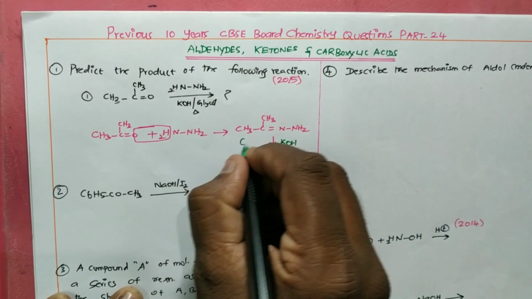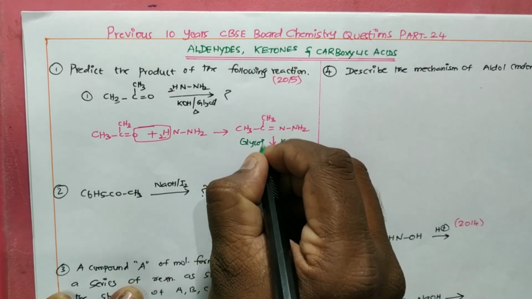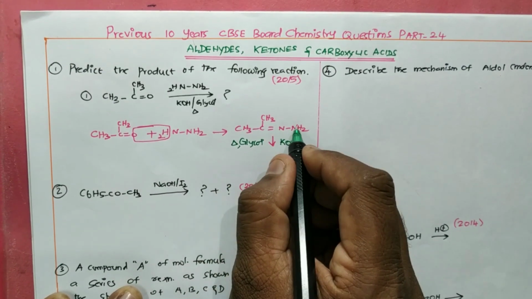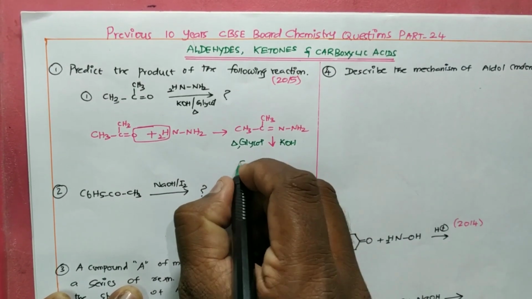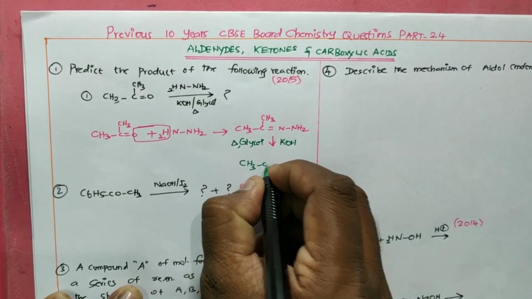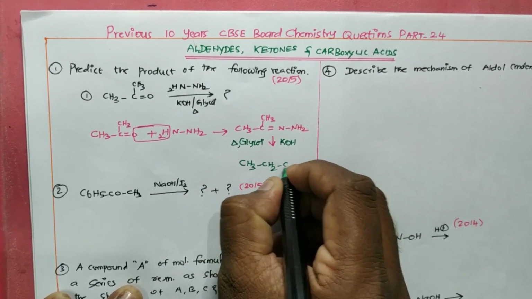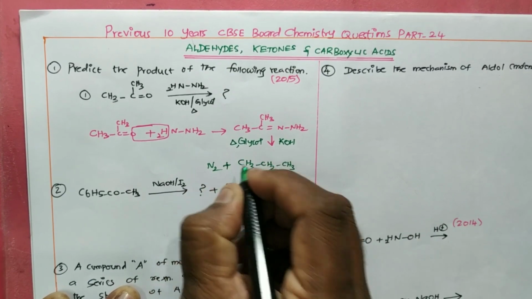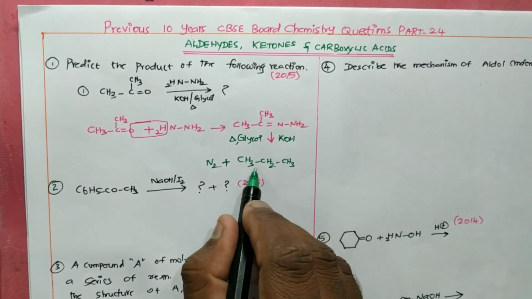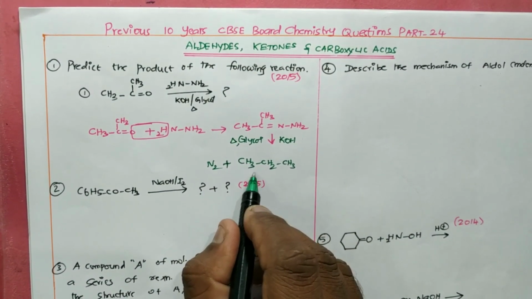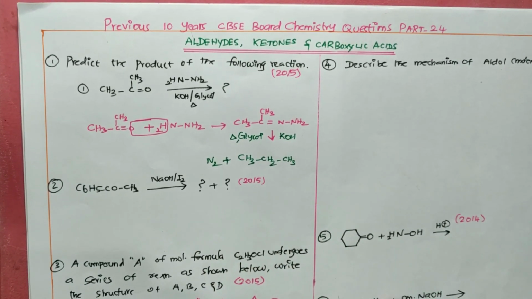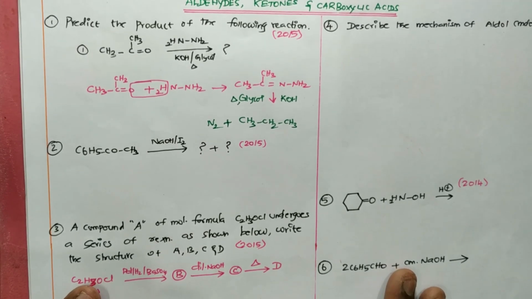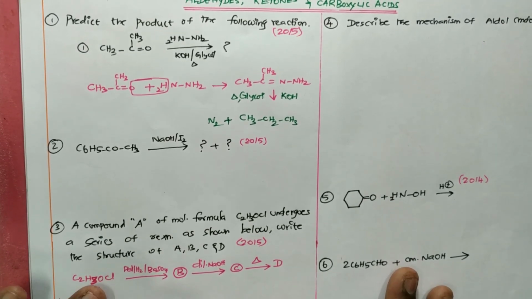Okay, so this is what I'll be getting, and if it reacts with KOH in the presence of a base, with glycol as a solvent, and at the same time we are heating this, I'll be getting a product with the elimination of nitrogen gas, that is CH3 CH2 CH3. So I'll be getting the product like this, an alkane. Okay, are you able to understand? That is, I'll be getting an alkane from a ketone. It's nothing but a reduction reaction.